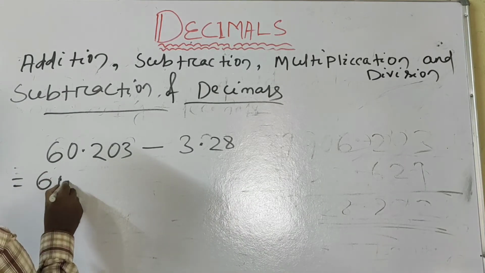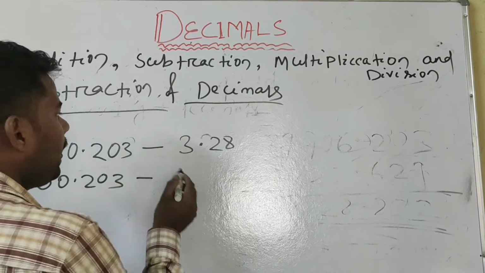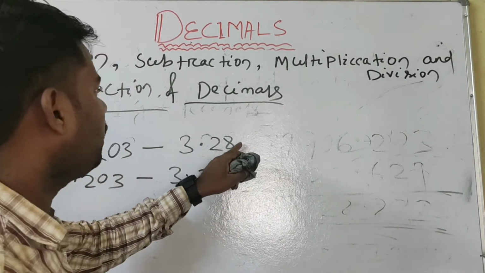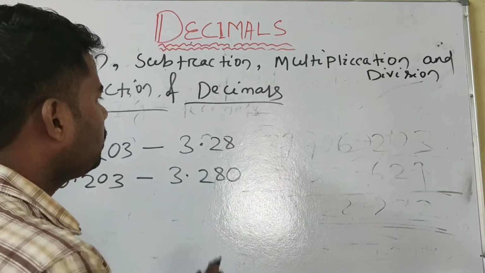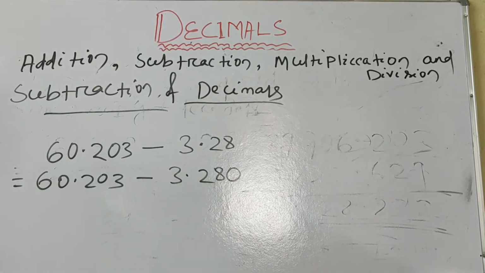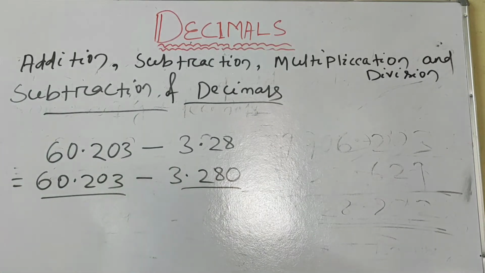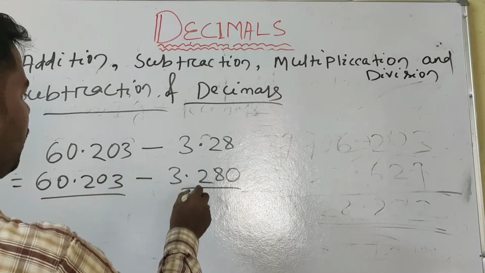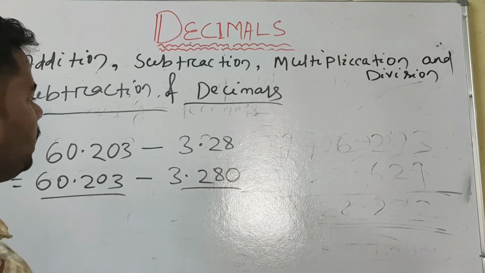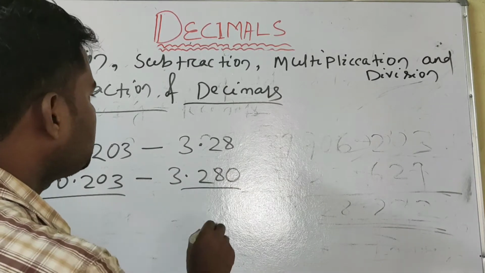So the first one we write 60.203, and the second one we convert to like decimals, so it will be 3.280. If you put a 0 on the right side of the decimal number, 0 has no value, so we can put it. Now this is the smaller decimal number and this one is the larger decimal number. So we write the smaller decimal number under the larger decimal number, keeping the decimal point in the same column and digits of the same place in the same column.